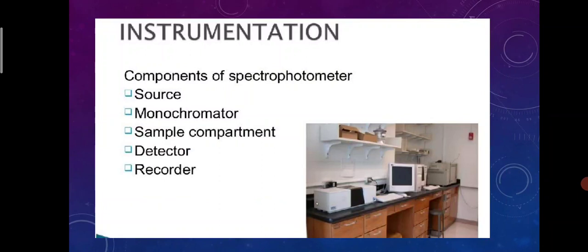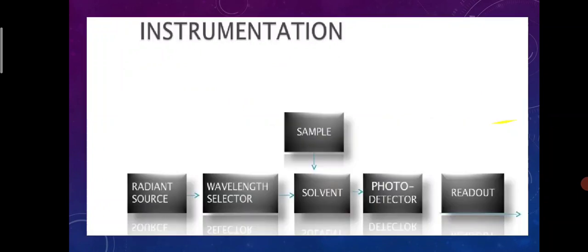Next we go for the instrumentation. The components of a spectrometer are source, monochromator, sample compartment, detector and recorder. Here we see the block diagram of this instrumentation: radiant source, wavelength selector, solvent, photodetector and readout devices. This is the instrumentation block diagram of the spectrophotometer.